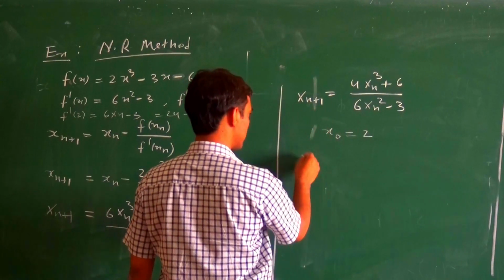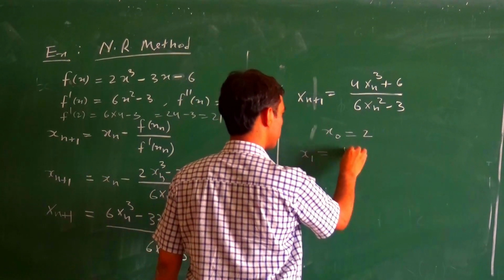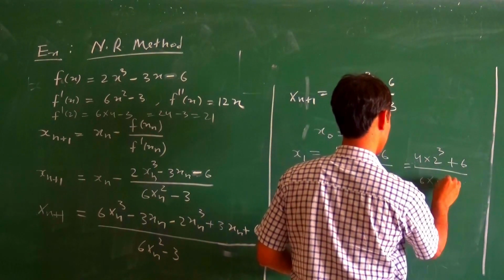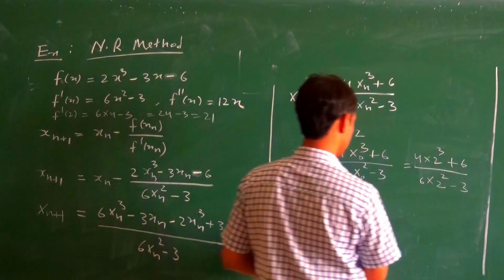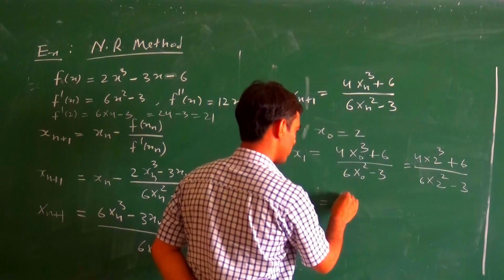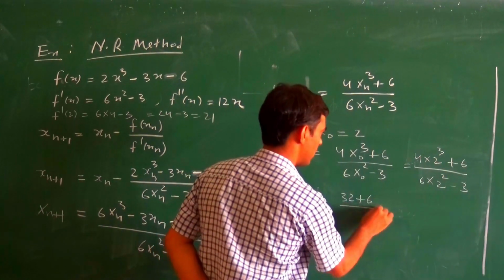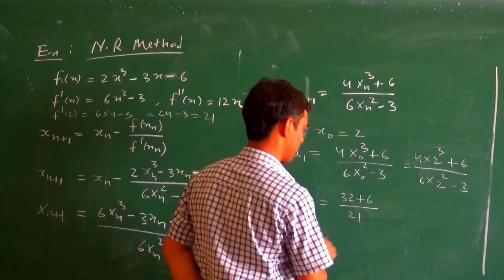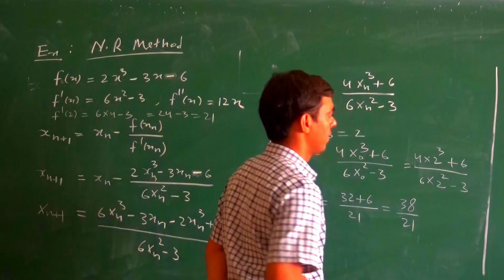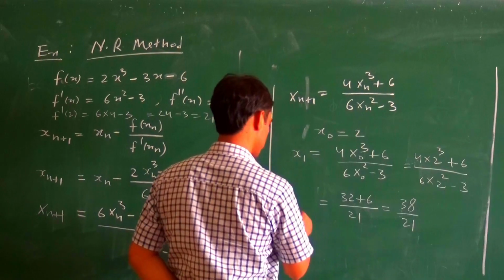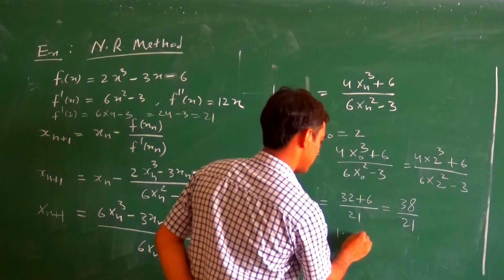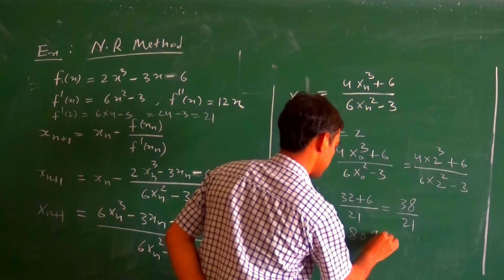If n equal to 0, then what is the value of x1? x1 equals 4 plus 6 divided by 6 into 2 square minus 3. 2 to the power 3 is 8, so this is 32 plus 6 divided by 21, so this is 38 divided by 21. So the value of x1 is 1.80954.